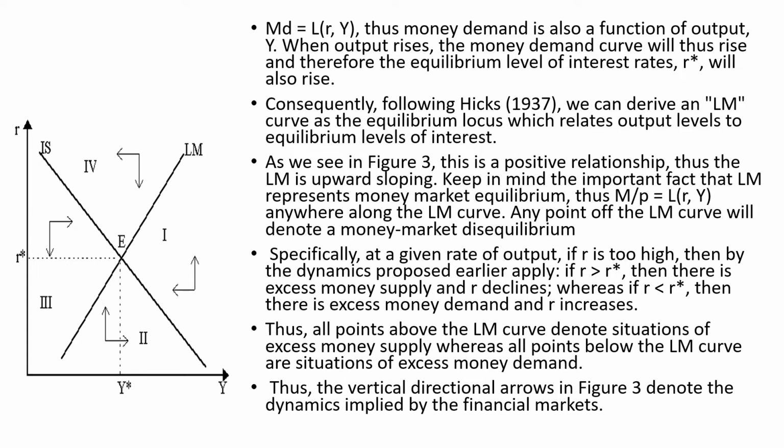At a given level of output, if R is too high, then by the dynamics proposed earlier, that is, if R is greater than R star, there would be excess money supply and R declines. On the other hand, if R is lesser than R star, then there would be excess demand for money and R increases.